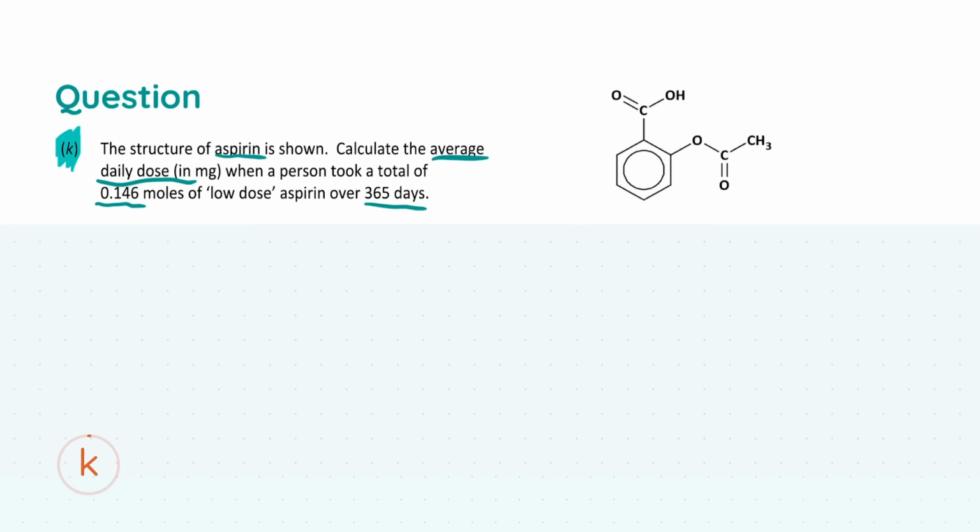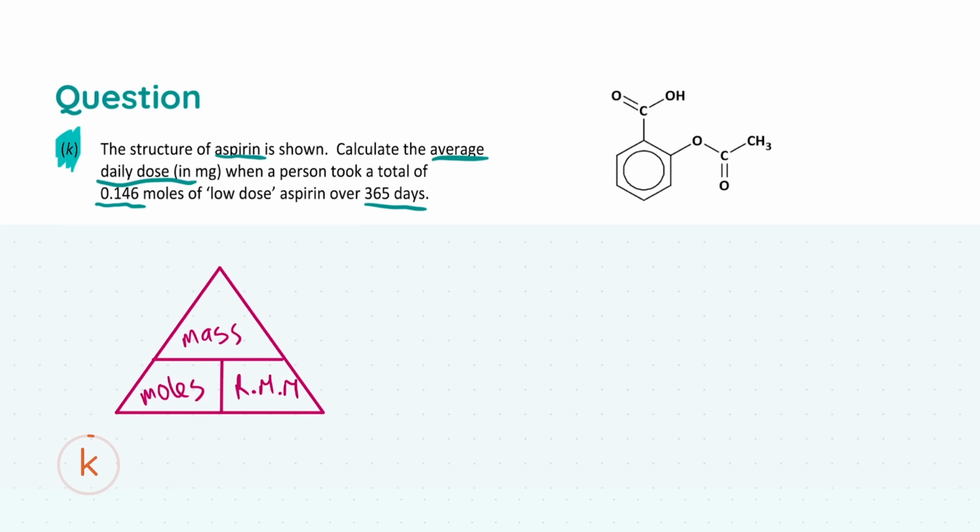So in this case, we're going to be working with maths and chemistry again. So it means we're going to be using one of our triangles. What we're being asked is to calculate the average daily dose in milligrams. So this is milligrams, this is mass that we're looking for. And we're told the moles here. So that means we're going to be using our moles, mass, relative molecular mass triangle in order to solve this problem.